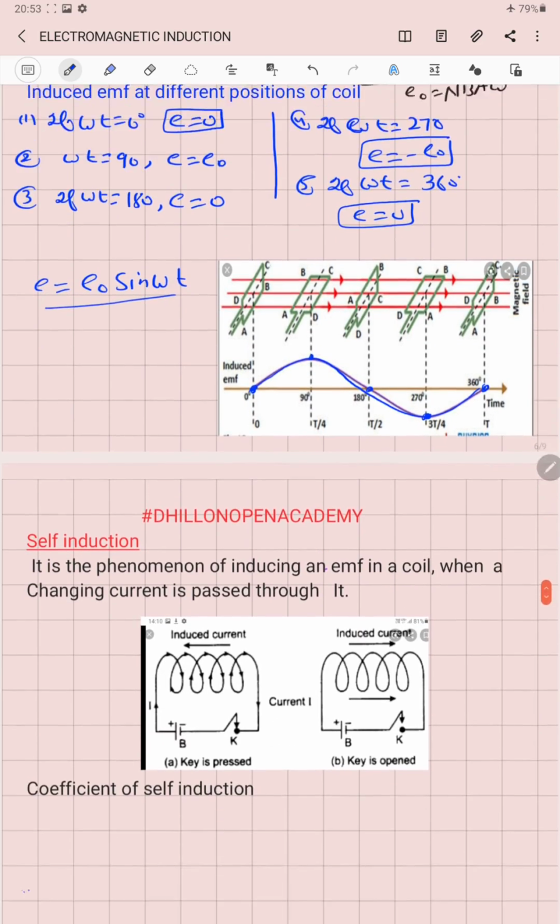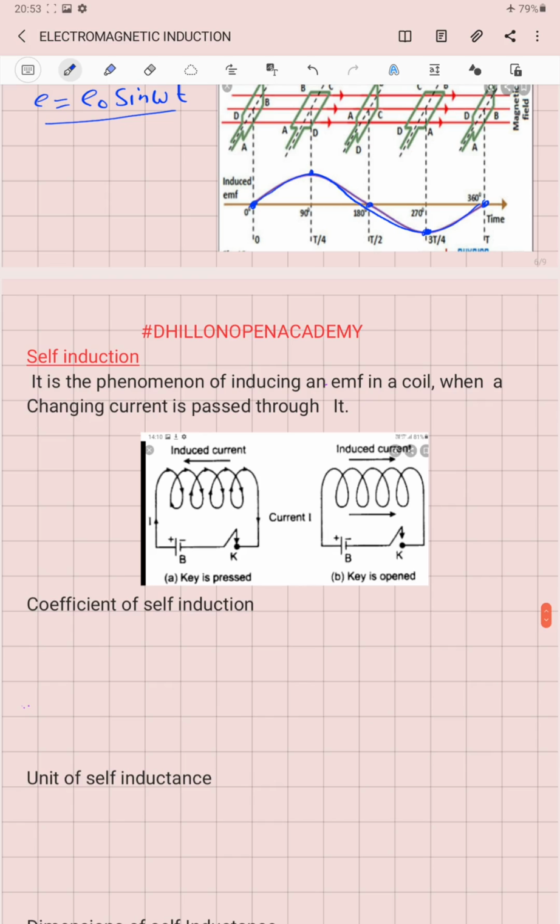Next is self-induction. This is a very important topic. So what is self-induction? Self-induction is the phenomenon of inducing an EMF in a coil when a changing current is passed through it. Whenever the current in a coil is undergoing a change, an EMF will also be induced in the coil, and if the coil happens to be in a closed circuit, then an induced current will also start flowing through it. This we call the phenomenon of self-induction.